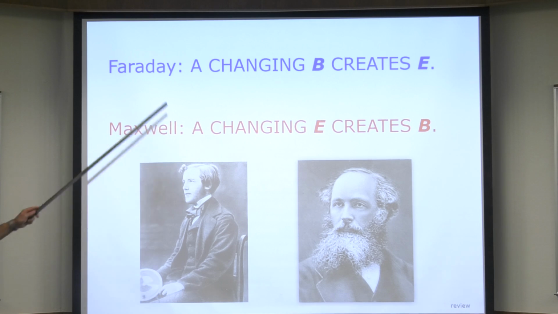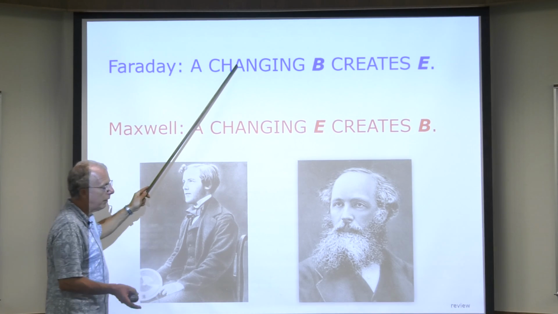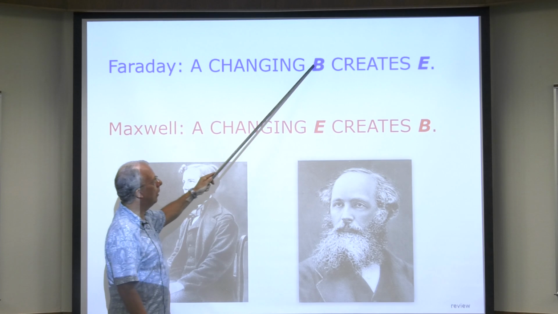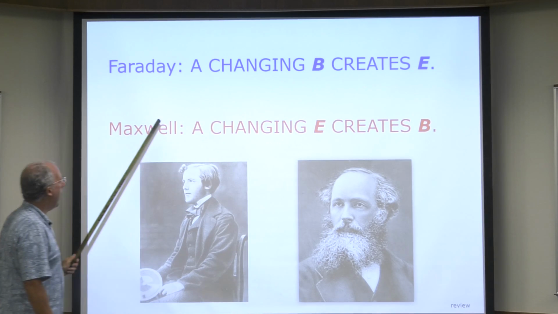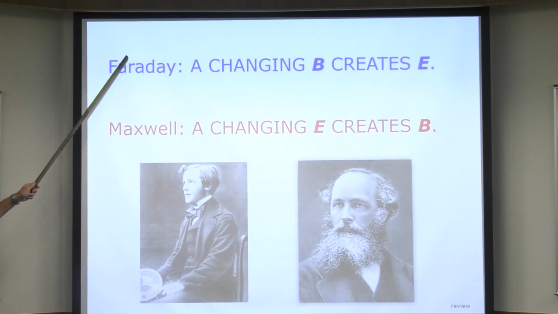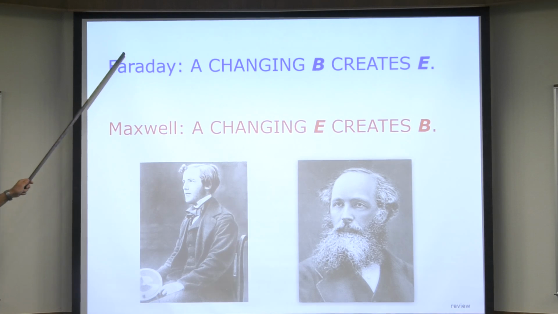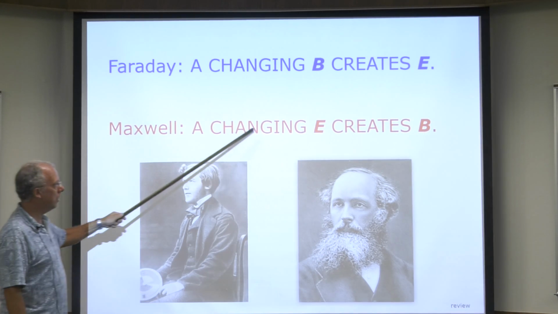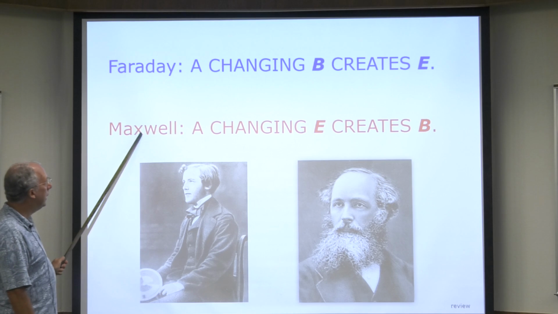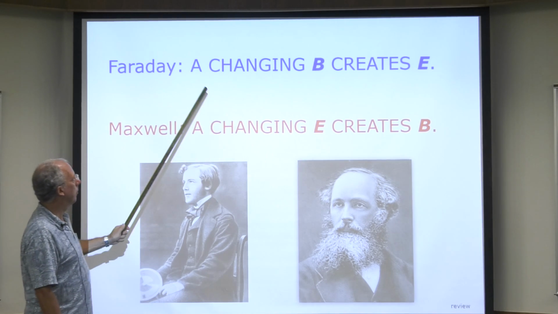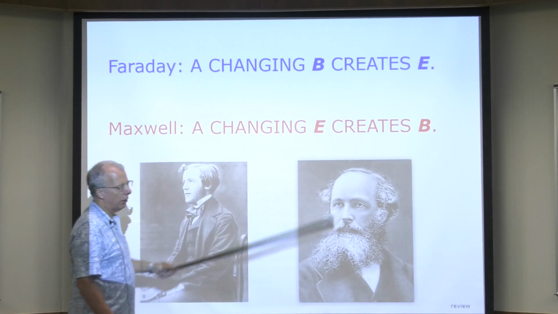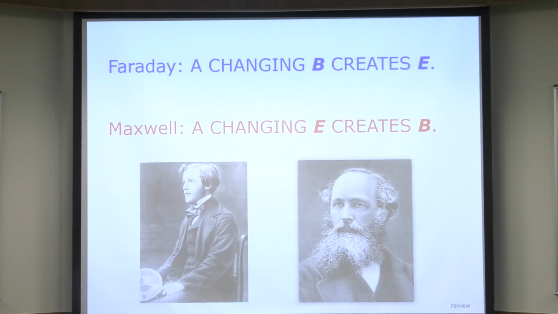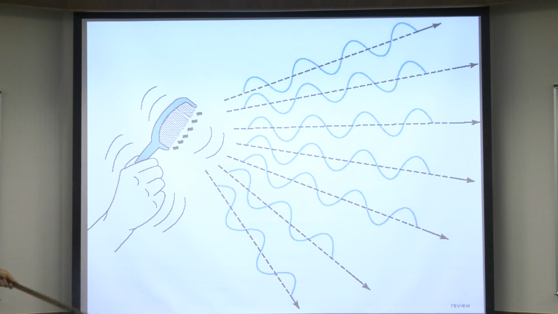All right, so Faraday demonstrated that a changing B field creates an E field. Now Faraday was just an experimenter. He didn't know how to do math much. Maxwell was a theoretical physicist. He was the mathematician. So he wrote the theory of electricity and magnetism. He just predicted that this should be true. And it turns out it is true. And this is incredibly important because this basically explains light.